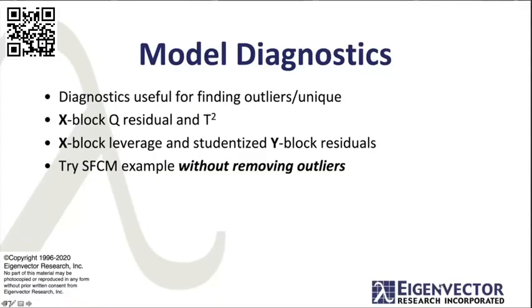Remember, in PCA we had an X block Q residual and a T squared, so we're going to have some X block statistics, and then we're going to introduce a little bit more this idea of leverage, which is directly related to the Hotelling T squared. They're very similar types of statistics. And we'll also now talk about the studentized Y block residuals a little bit more, and how we identify outliers in all of these statistics.